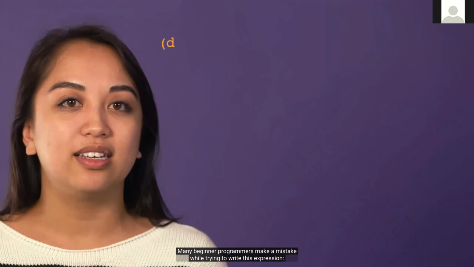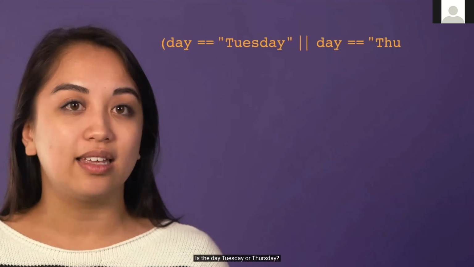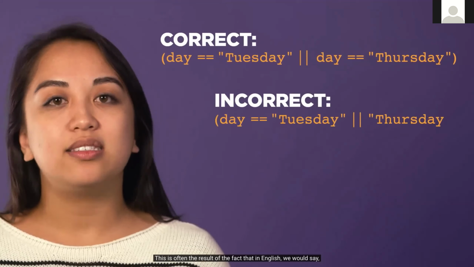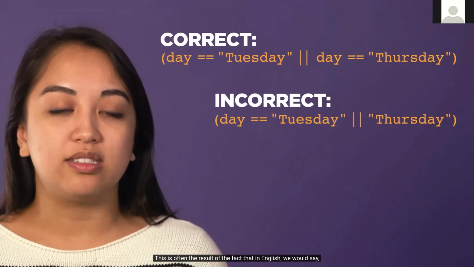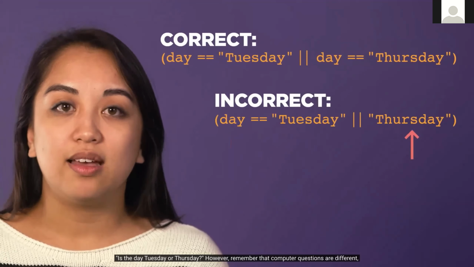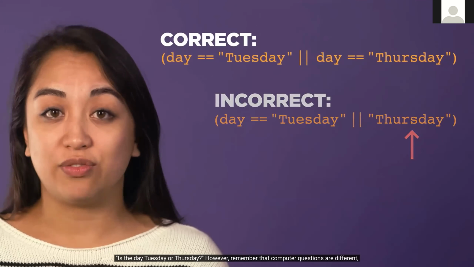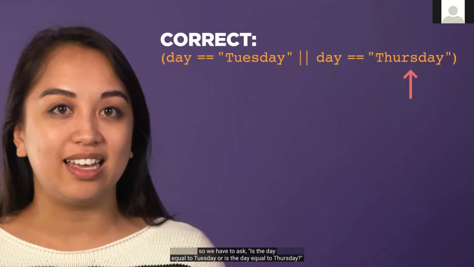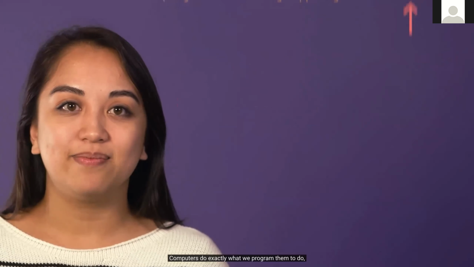Many beginner programmers make a mistake while trying to write this expression. Is the day Tuesday or Thursday? Notice the subtle difference between the correct code and this version. This is often the result of the fact that in English, we would say, is the day Tuesday or Thursday? However, remember that computer questions are different, so we have to ask, is the day equal to Tuesday or is the day equal to Thursday? So that the computer will understand. Computers do exactly what we program them to do, but with conditionals, we can simulate complex decision-making and have the computer adapt to changes, or even seem intelligent to humans.